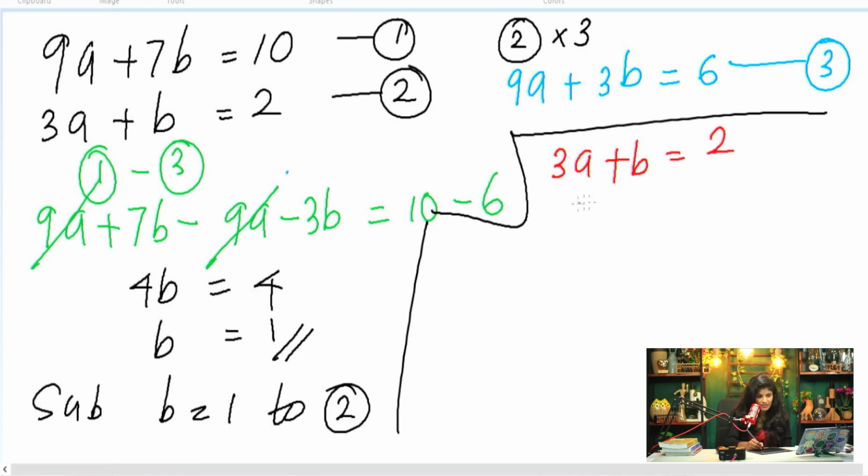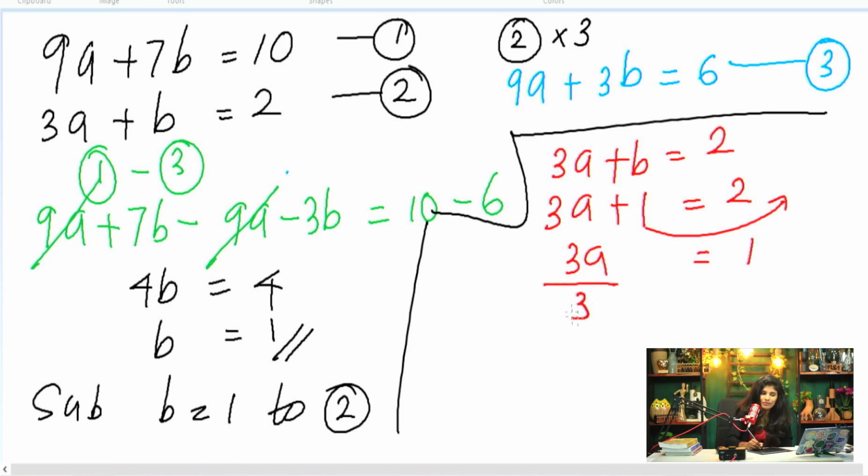We have the answer for b. 3a plus b, which is 1, equals 2. Now I will carry this 1 over. 3a equals 2 minus 1, which is 1. Dividing both sides by 3, you will get the answer of a as 1 over 3. The answer of a is equal to 1 over 3.